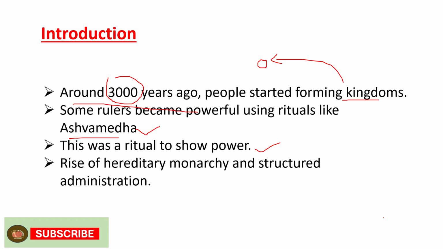Then the rise of hereditary monarchy. This word is also very important. Hereditary monarchy. The monarchy is a form of government. It has come hereditarily. That is called hereditary monarchy. And structured administration. They structured the administration. So I think this slide is very clear. If you have any doubt, please let me know in the comments.